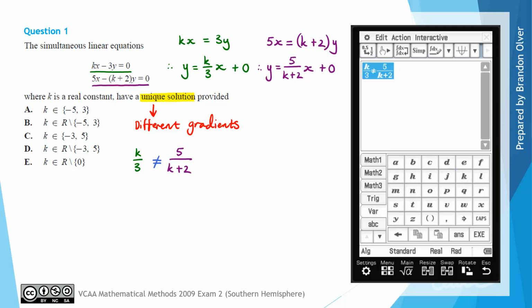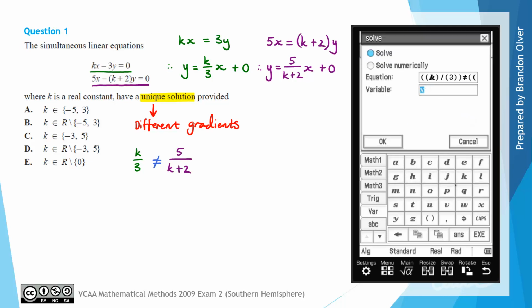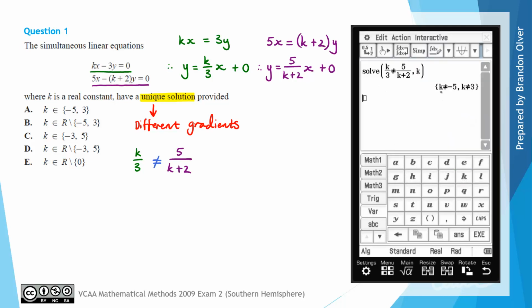And then I can highlight that and go interactive, equation inequality, solve for the variable k. And then hitting OK gives k is not equal to negative 5 and k does not equal 3. So therefore, our calculator tells us that k cannot equal negative 5, as well as k does not equal 3.